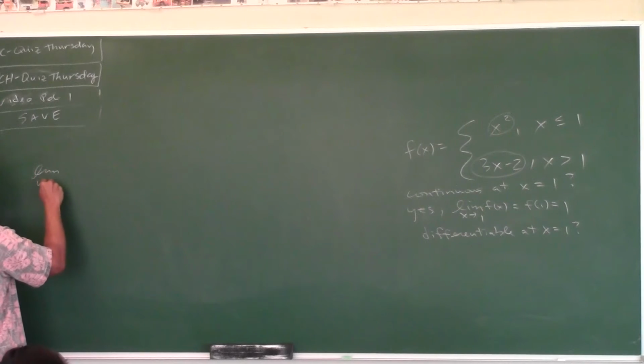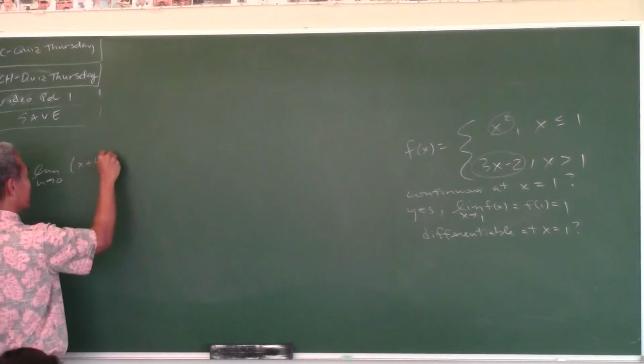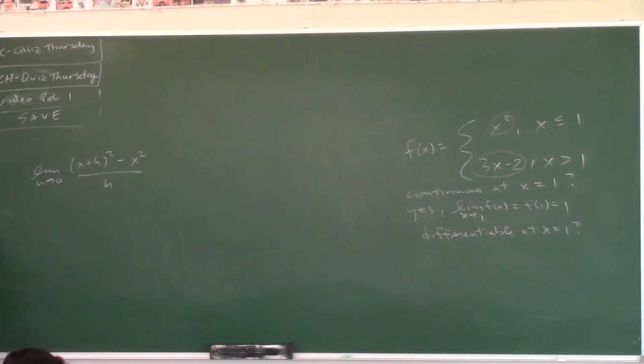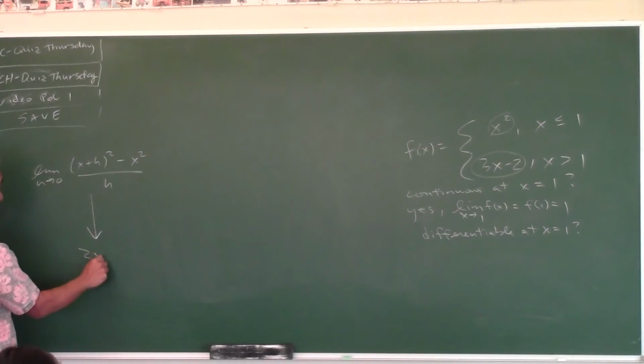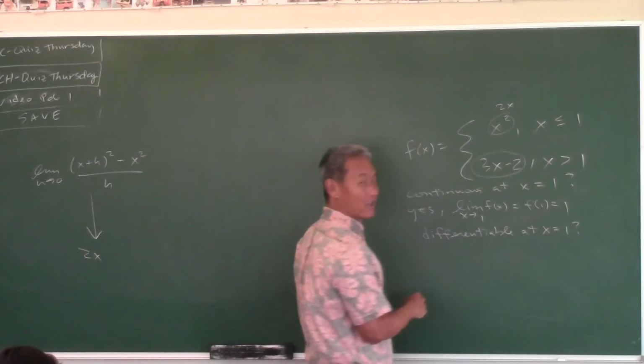How do you compute the derivative? Limit as h approaches 0 of f of x plus h minus f of x, all over h. You have to compute the difference quotient. In fact, we already did it, right? We did this 10 minutes ago. Does anybody remember the answer? 2x. Okay, some of you remember the answer. So do the work and you come out with 2x. So the derivative of this is 2x.